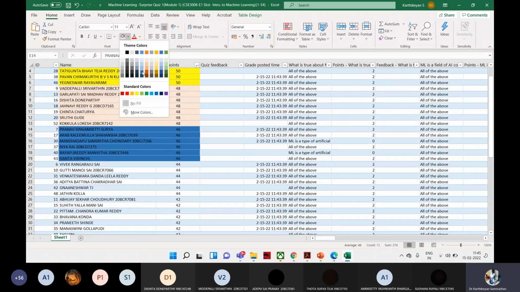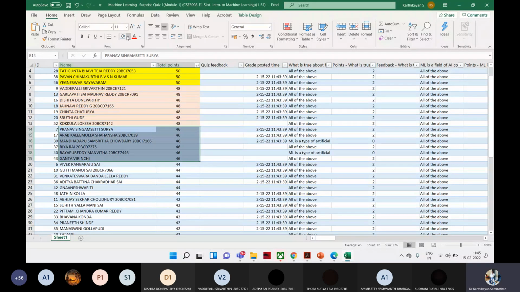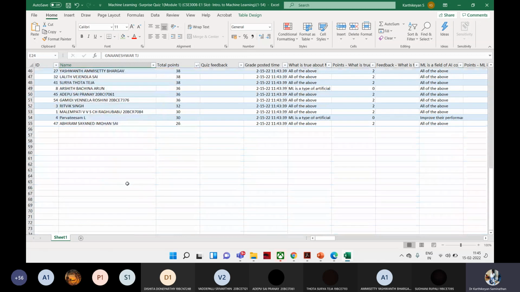46 is one, two, three, four, five, six, same. 46 also for 6 people: Pranav, Shahansha, Samrisha Chaudhary, Riya Rai, Manvita and Vrinchi. So there are 46. Salma, what is the least score?